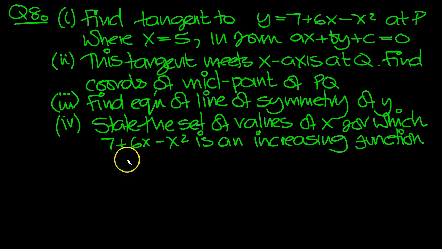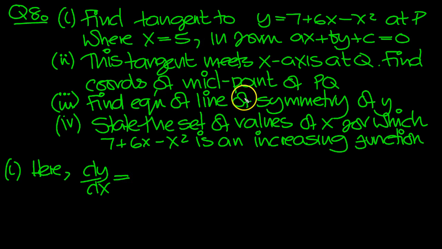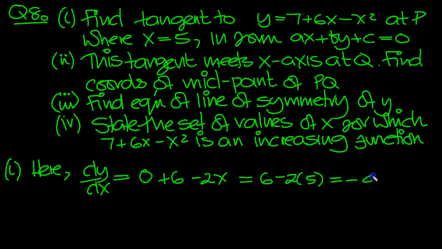So I've got all the information here. So find the tangent to this at P where x is 5. So here, let's just get dy dx then, the gradient function, is equal to, constant differentiates to 0. X goes to 1 and there's 6 lots of, so 6 times 1 is 6. The 2 comes down to be with the minus, which equals, and then when we put 5 in, it's going to be 6 minus 2 times 5. 6 minus 10 is minus 4, and x equals 5. So there's the gradient function then.